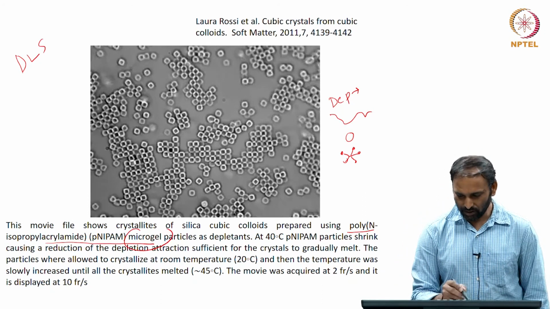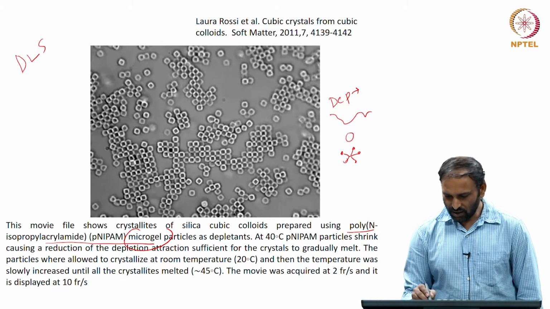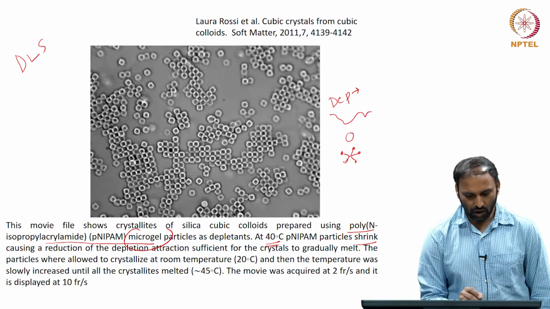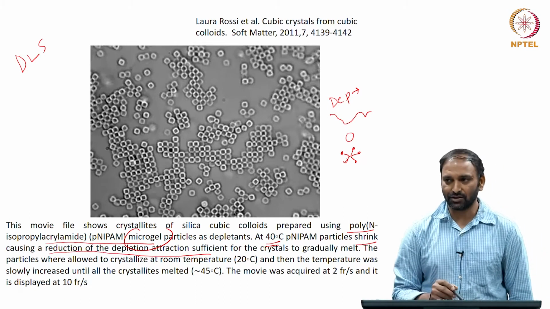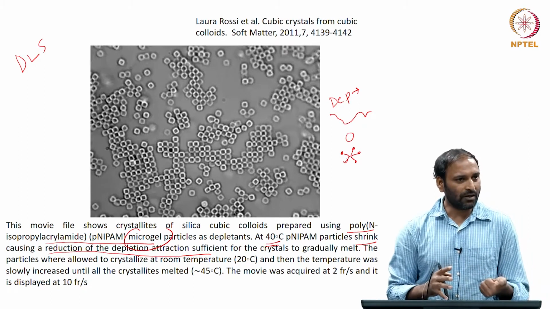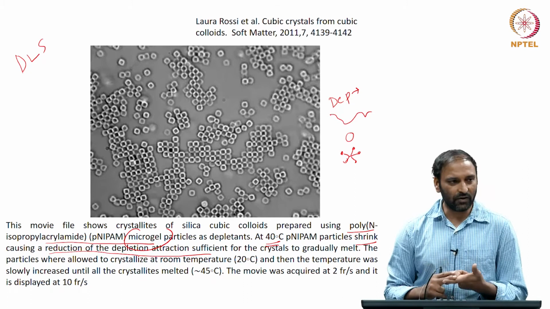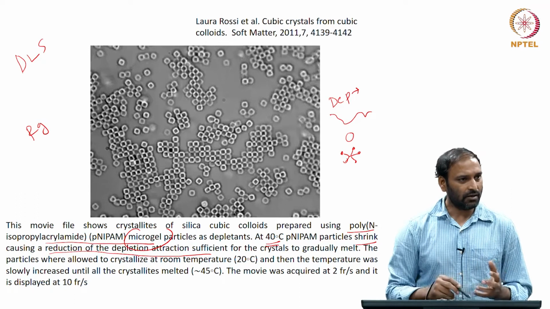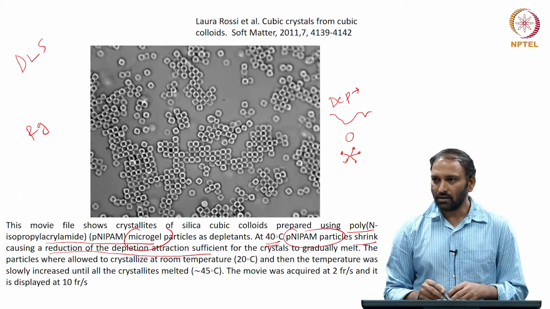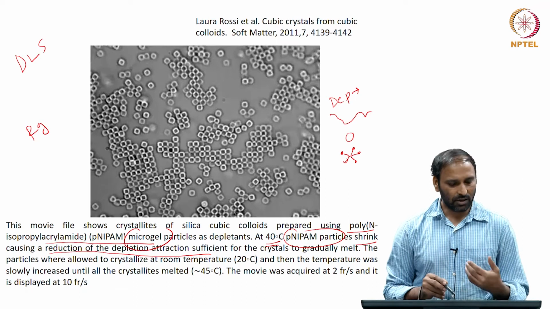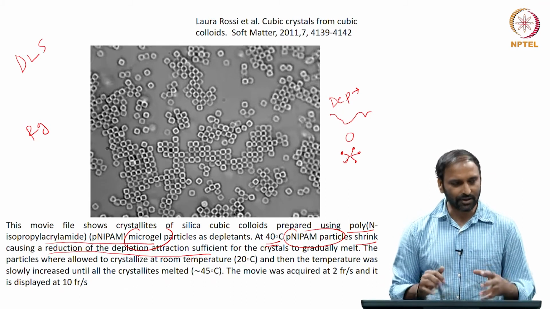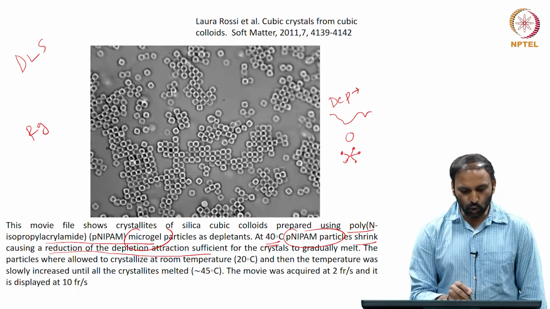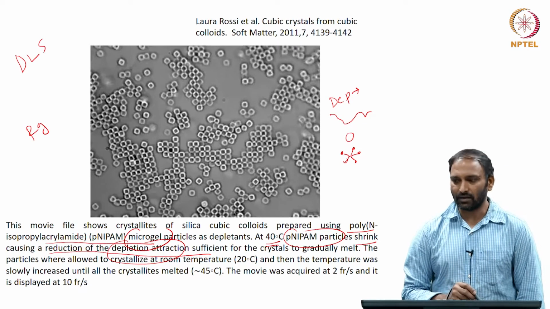So that's a microgel particle, and at 40 degrees centigrade, p-NIPAM particles shrink, causing a reduction in the depletion interaction. We know that the strength of depletion interaction depends on the size of the polymer molecules, the Rg we've been talking about. So if I'm using p-NIPAM as a depletant, the p-NIPAM is what causes the depletion interaction, and depending upon the size of the p-NIPAM particle, I can tune the effective attraction between the particles.